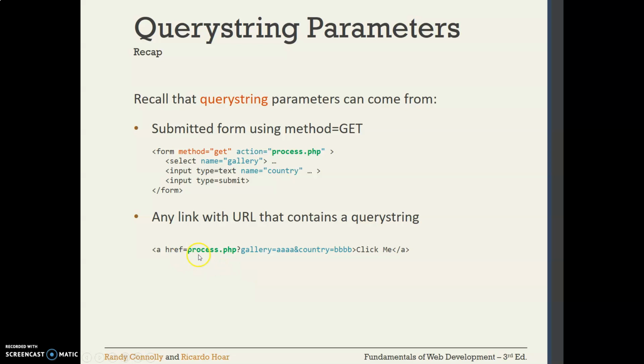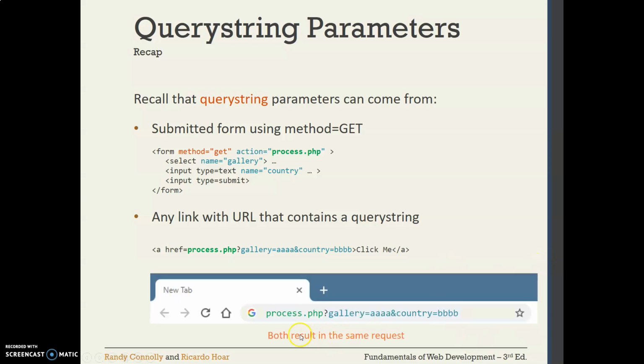So here we've got a URL, process.php, but here's query string information. That's quite common. Interestingly, this and this result in the same URL. Both of these give the same result. Of course, one's a link and one's a form, but because the form here is using get and its action is the same as the URL here, both of these two things create the exact same request.